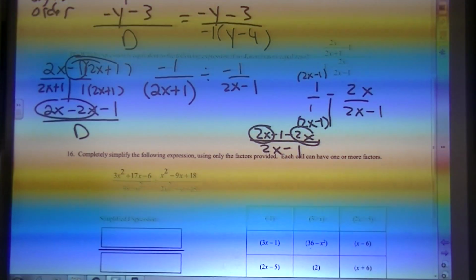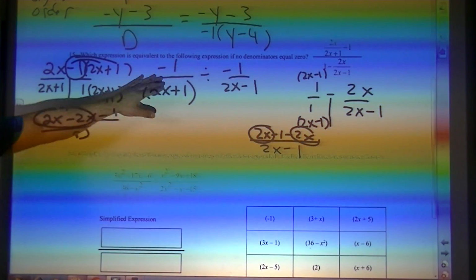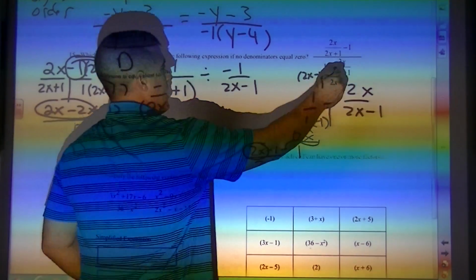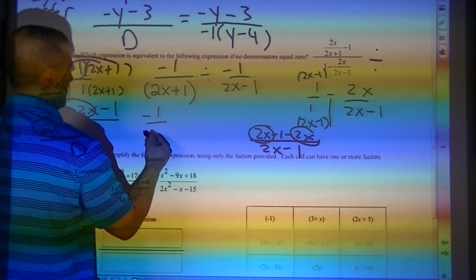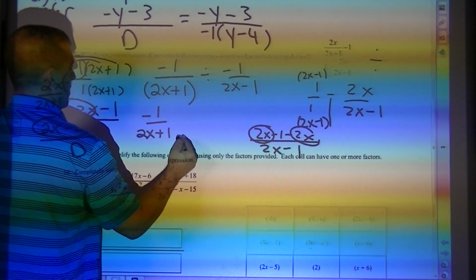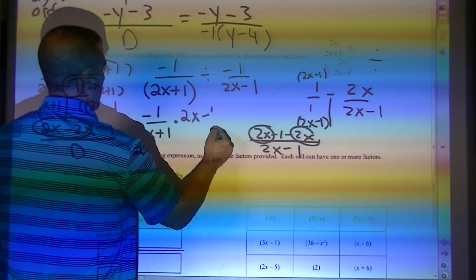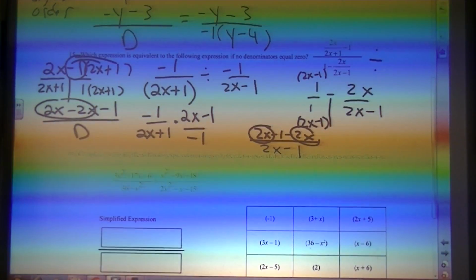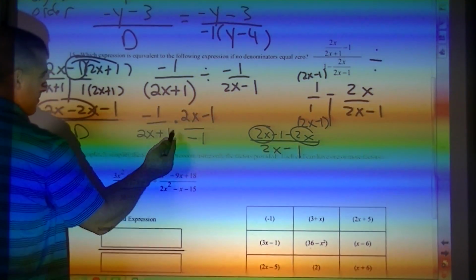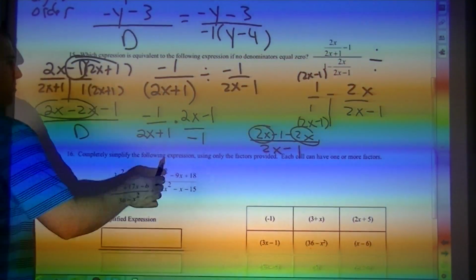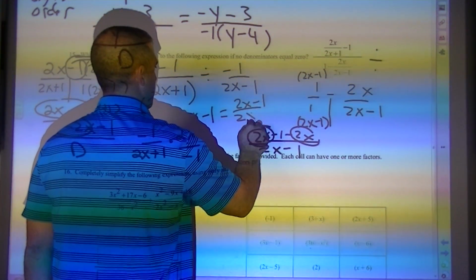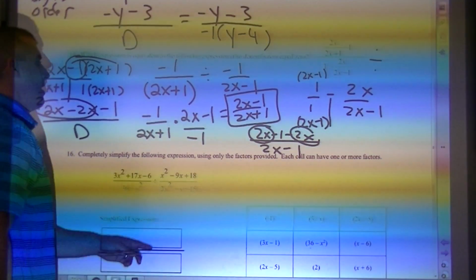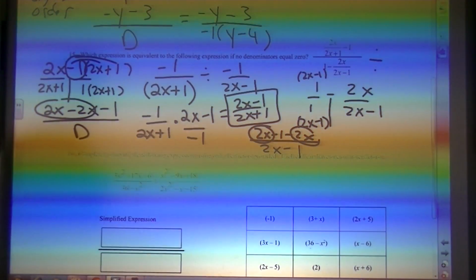Now what's going to happen here? Division. This is just a fancy symbol for division. So that's going to flip. So what I got is negative 1, 2x plus 1 times 2x minus 1 over negative 1. Now the nice part about this is basically you can divide the negative 1s which cancel. So what's going to end up being my answer is 2x minus 1 over 2x plus 1. The negative 1 basically becomes a positive number.